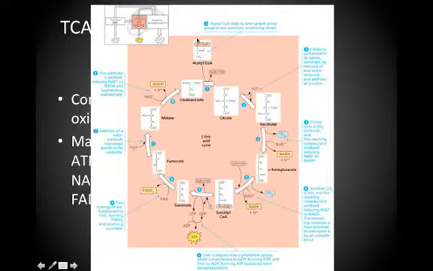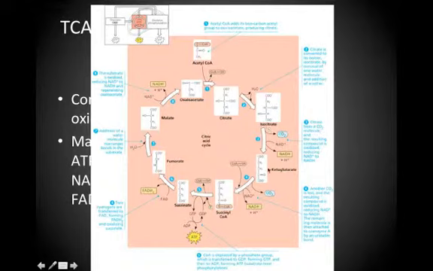Remember, 1 acetyl-CoA goes through the cycle, so how many times per glucose molecule is this process occurring? It's occurring twice. So we're going to produce a total of 6 NADH, 2 FADH2, and 2 ATP here. And remember, we're losing a carbon dioxide molecule here, and another here. So we're losing 2 total carbon dioxide molecules per molecule of acetyl-CoA.